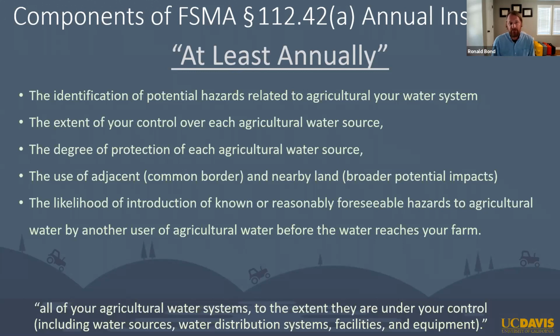And what specifically you're looking for is a likelihood of an introduction of a known or reasonably foreseeable hazard to your agricultural water by another user of agricultural water before it reaches your farm. So now that's kind of confusing because you're not supposed to be looking upstream too far, but they expect you to do a little bit of that. Then specifically, it's all of your agricultural water systems to the extent they're under your control, including your sources, distribution systems, facilities, and equipment. Now we're going to specifically talk about sources, your source water, and your distribution systems.